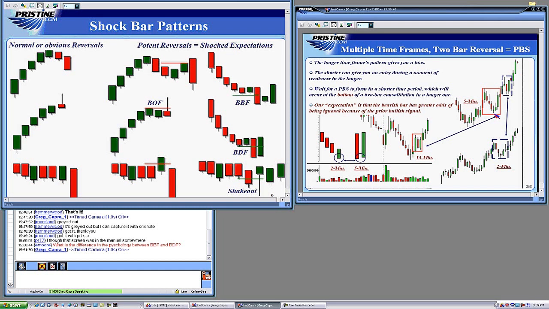So when you get a bias from a higher time frame, we don't need to have a changing of the guard or a bottoming tail in that higher time frame to take a trade setup in a smaller time frame. There are going to be corrective bars or red bars in higher time frames that are pullbacks in smaller time frames.